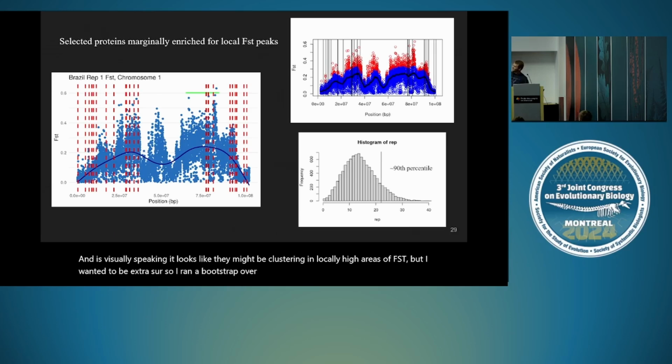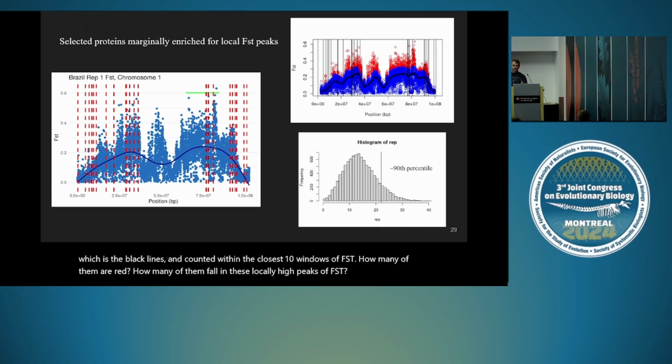And what we see here, these red lines correspond to the 95th percentile of windows of FST that deviate from the moving average, right? So these are regions that are not necessarily high for FST across the chromosome, but high in FST for their local region. I then plotted the location of these genes, which are the black lines, and counted within the closest 10 windows of FST how many of them are red, how many of them fall in these locally high peaks of FST.